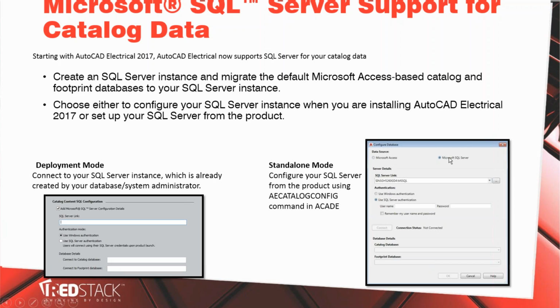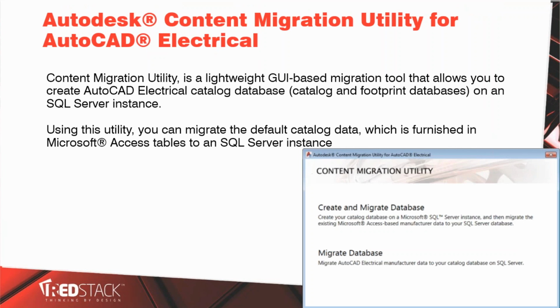And you want to improve some of the database searching speed, then you can also consider the SQL. For those who've been using AutoCAD Electrical for a long time and you already have your own catalog database, you don't have to recreate everything in SQL. What you can do is install a program which comes with 2017 AutoCAD Electrical. It's called Content Migration Utility. This tool allows you to import your existing database and convert it or export it into your SQL Server instance. So you get everything you have in your current system into the SQL.